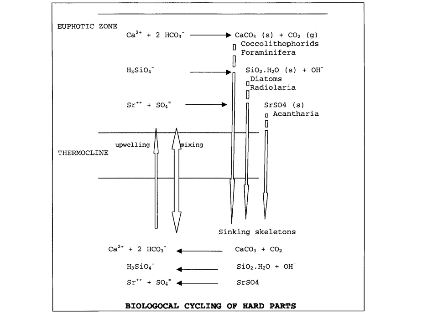Now these elements are conservative, okay? So although there is a flux from the surface ocean to the deep ocean, this flux is very small relative to the concentration or the stock of stuff in the ocean.